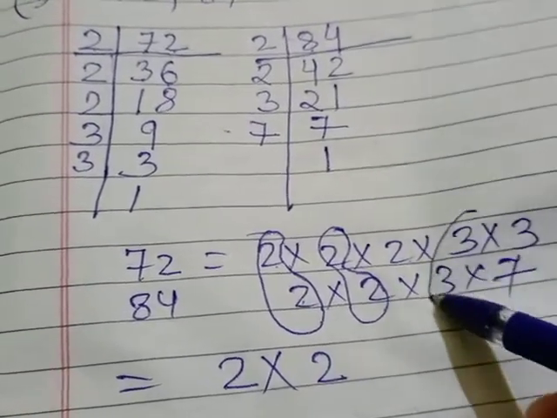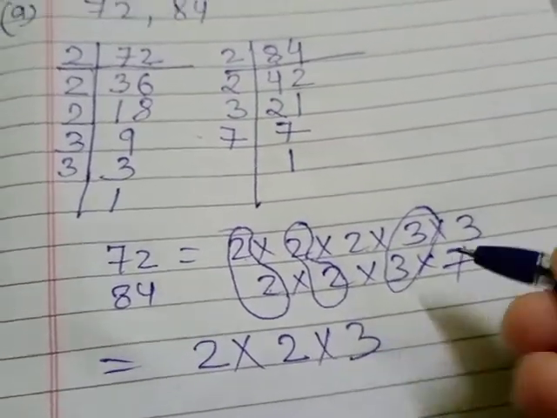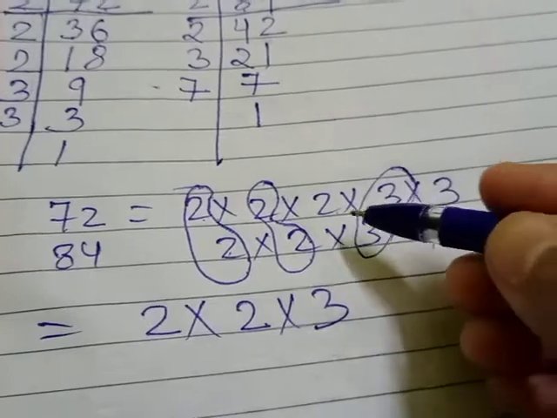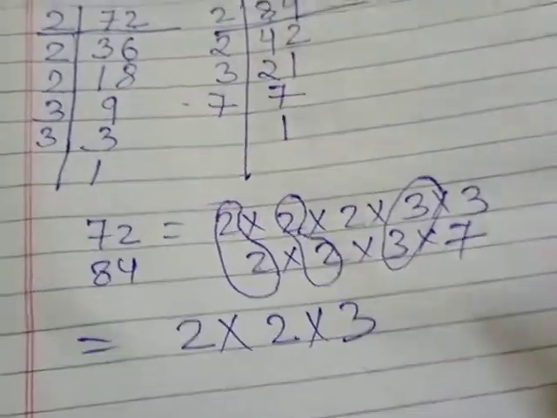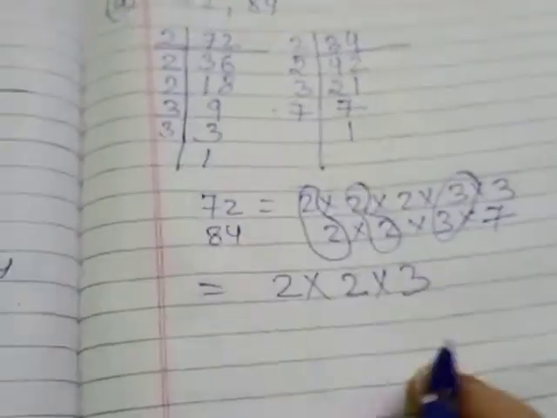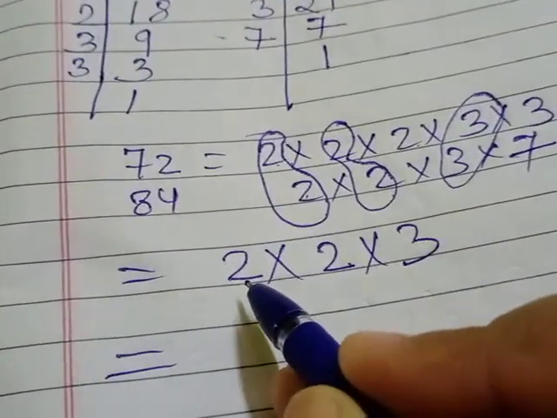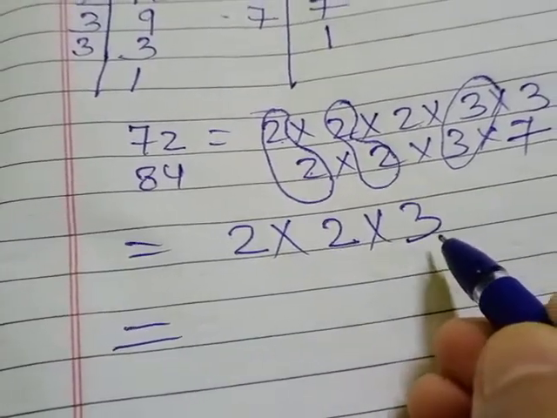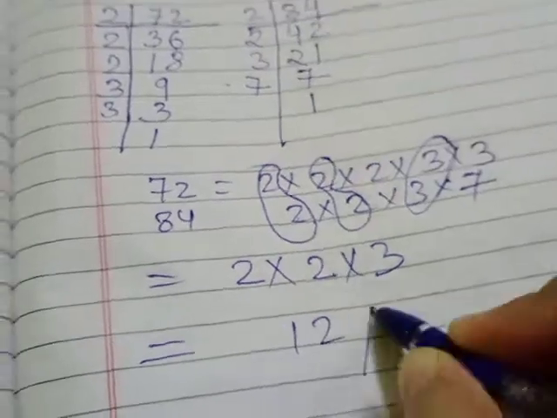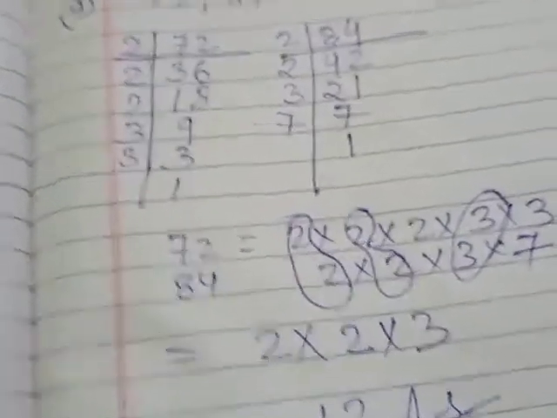We have another common number, 3. So we will write here 3. Now this 3, 7 and 2 do not have any other common number now. So we don't need to see those numbers. Now what do we have to do? Multiply these numbers. That is 2 2s are 4 and 4 3s are 12. So 12 is your HCF using the prime factorization method.